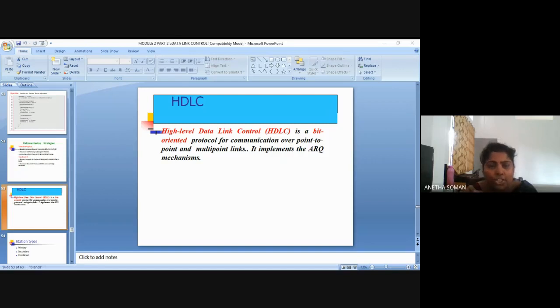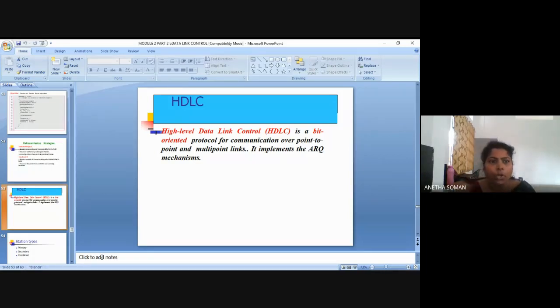Okay, so HDLC is the type of protocol that supports multi-point as well as point-to-point links, and they are involved in half duplex as well as full duplex transmission. Okay, now this HDLC implements the ARQ mechanism. ARQ means the automatic repeat request mechanism.